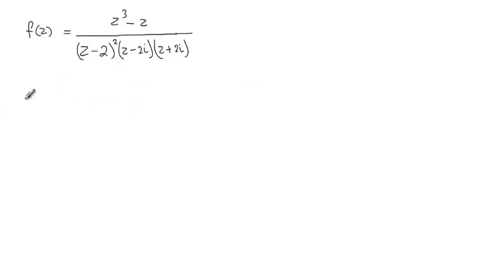Now, remember, we need to compute the residues. So, identifying our poles, we have here z equals 2, which is a double pole, z equals 2i, a simple pole, and z equals minus 2i.